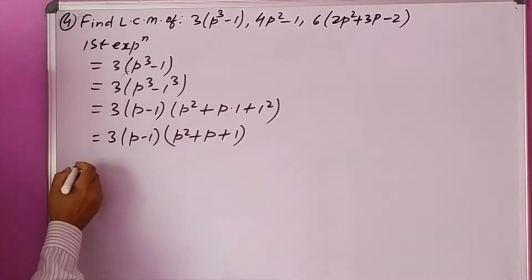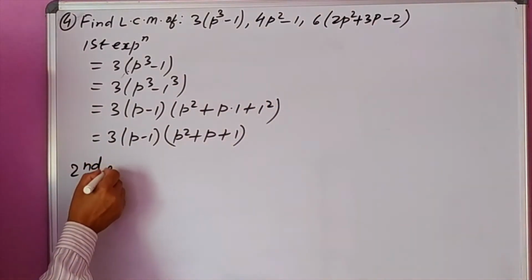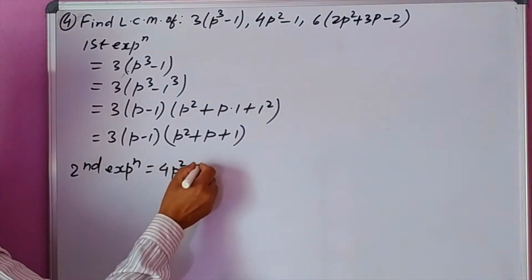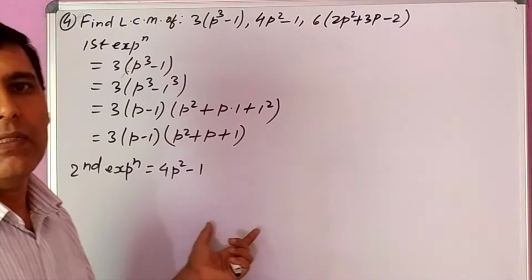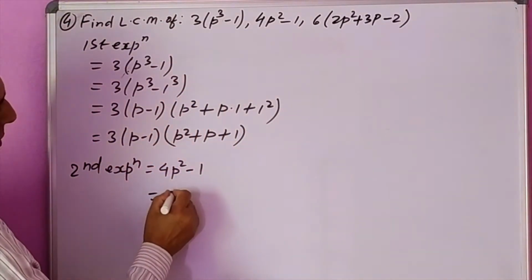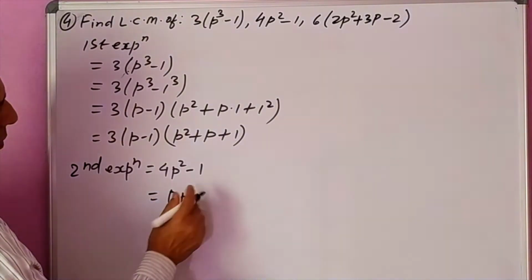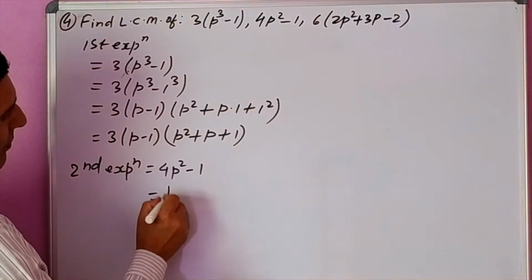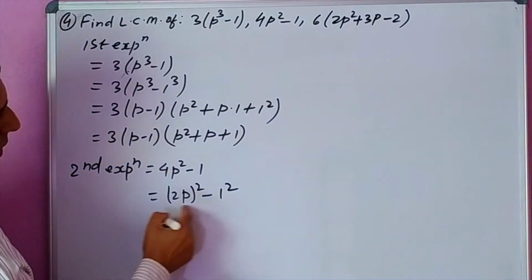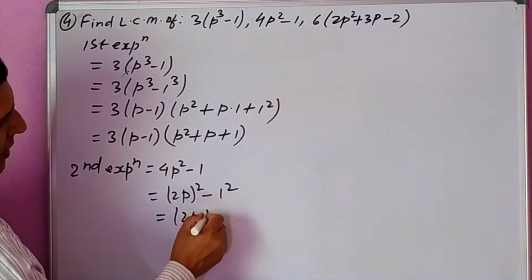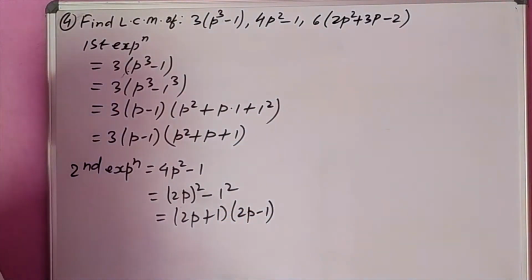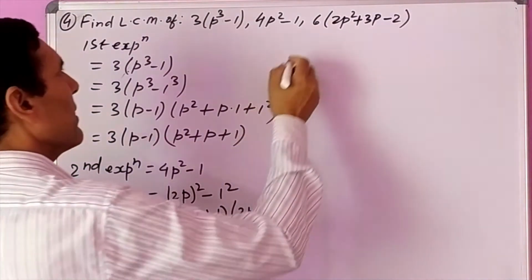Similarly, we have the second expression, 4p² minus 1. We know that this is in the form of a² minus b², because 4p² is the square of 2p, and 1 is 1 square. So a² minus b² is a plus b, a minus b. It is very easy.